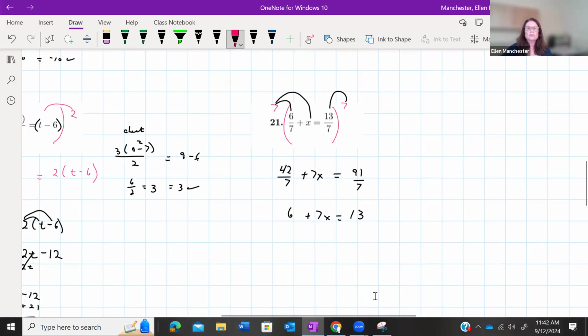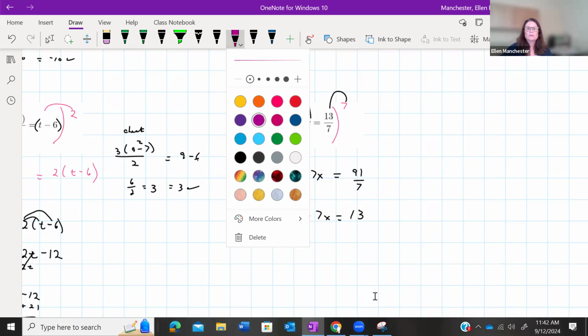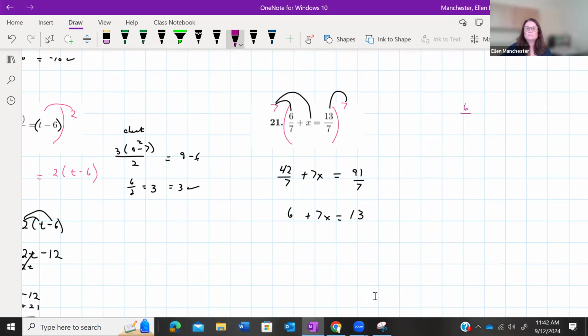Or I can go through, do it in a different color. I can go through, multiply everything through by 7, and I can cancel it right here. 7 goes into 7 once. This I need to multiply by 7. 7 goes into 7 one time. So I get 6 plus 7x equals 13. So I get the exact same thing, whether I reduce first and then multiply, or multiply and then reduce. Either way works.